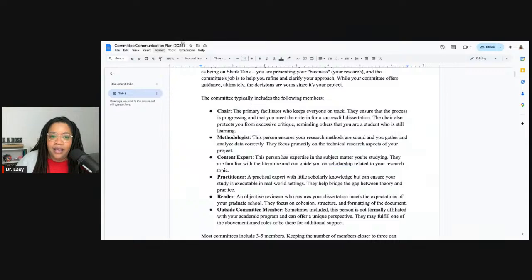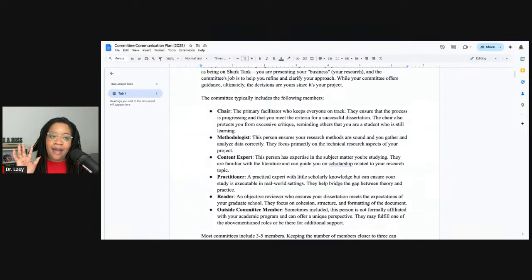The next person that usually folks will select for a committee is a methodologist, a methods person, maybe someone who is familiar with any instruments you're using, etc. The methodologist is there to ensure the methods make sense. Are you in alignment with what you identified as the problem, the purpose, and your questions? Does it make sense that you're collecting the data that you're collecting in the way that you're collecting it? That's what their role is.